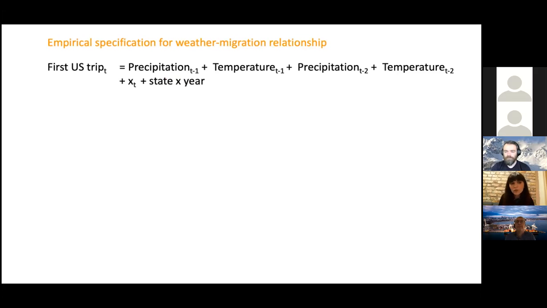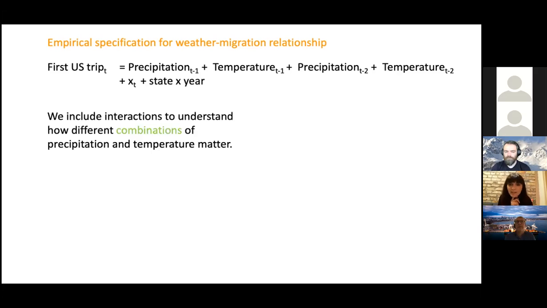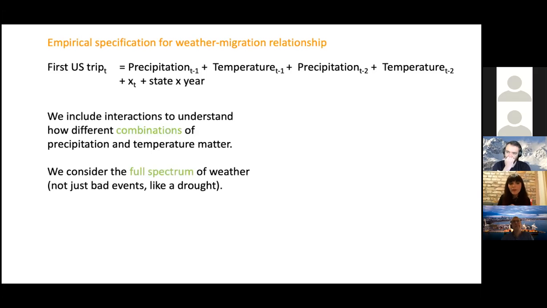And we include a number of inputs at the individual household level. We also include state times year fixed effects in this model. Now, here are some of the insights that we're trying to bring into the empirical specification. So we include interactions between precipitation and temperature, which turn out to be really, really important to understand how different combinations matter. We also consider the full spectrum of weather events.